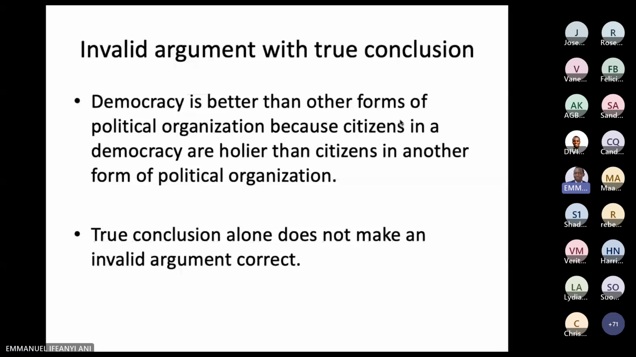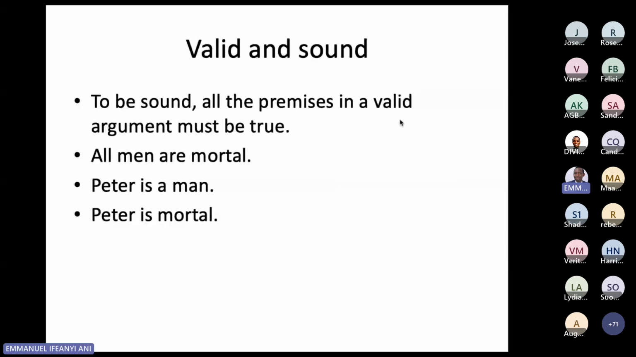So let's look at valid and sound. To be sound, all the premises in a valid argument must be true. All men are mortal, Peter is a man, therefore Peter is mortal. It is valid because it affirms the antecedent. It is true because all the premises are true. So we say it is valid and sound.